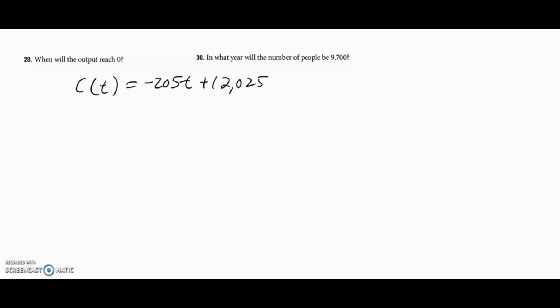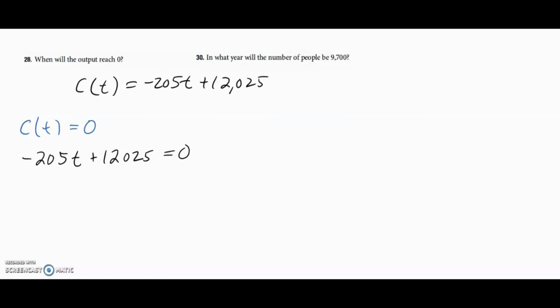Let's move on to the next two questions. When will the output reach 0? And in what year will the number of people be 9,700? Well, for number 28, when will the output reach 0? What are we looking for? That's right. We want c of t is equal to 0. Remember, t is time, but c happens to be the number of people afflicted with the common cold. So that means I need to solve this for t. All right, let's get started.